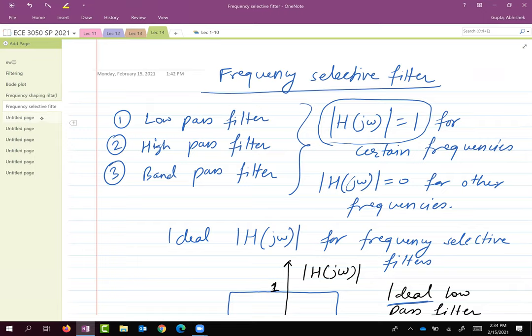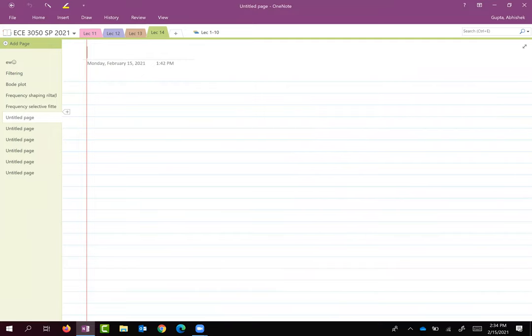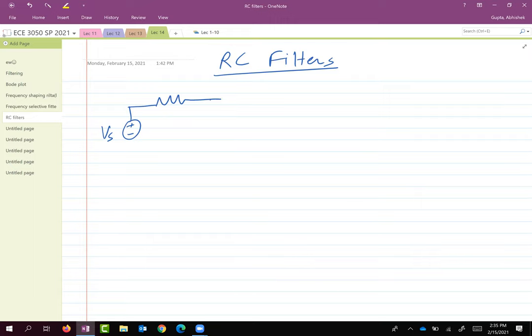So let's look at the example of an RC circuit and how you can use it as a real low pass or a real high pass filter. It will mimic the ideal filters, but it's actually not an ideal filter. It's an approximation to an ideal filter. So I have a voltage source Vs, that's the input. I have a resistor R and voltage VR across the resistor. I have a capacitor C and the voltage VC across the capacitor.